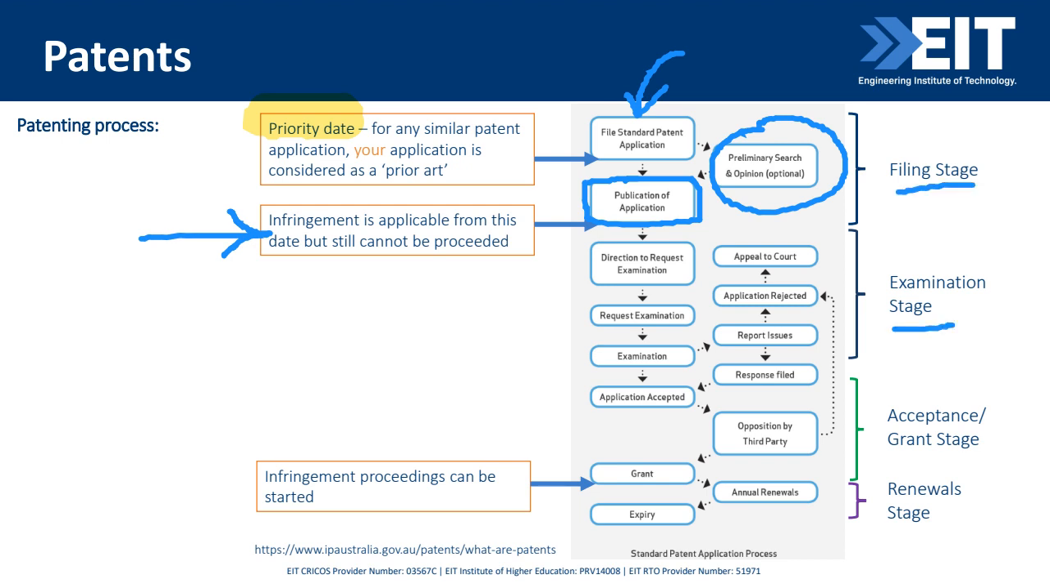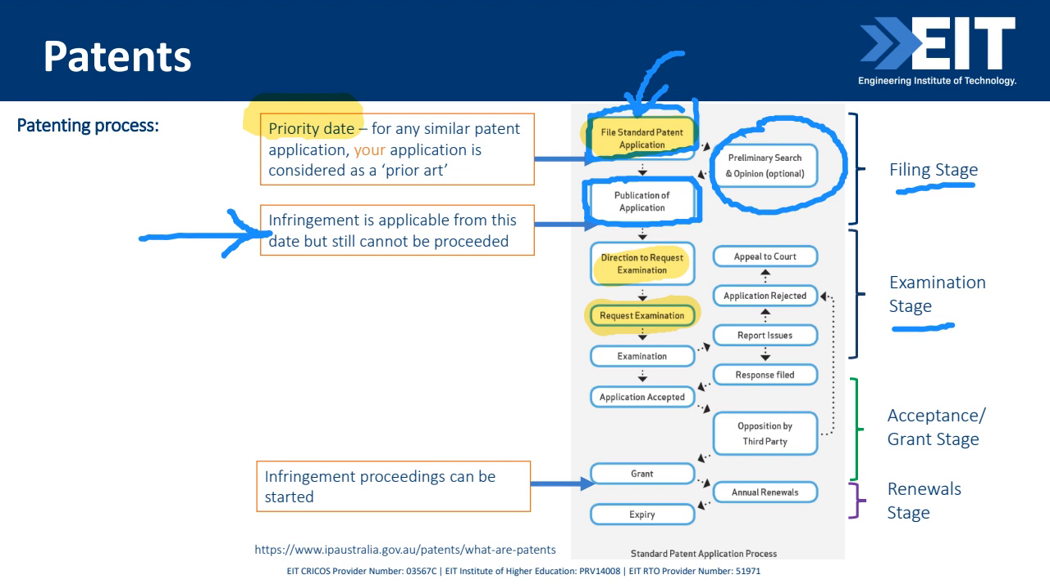Next is the examination stage. You can request your examination at the time of filing your patent, so it can be done along with your patent application at this stage itself. If you need a bit more time to prepare, you can have that time, but it incurs a separate fee and you need to request examination as a patent applicant. Once you request it, examination is carried out by the patent office.